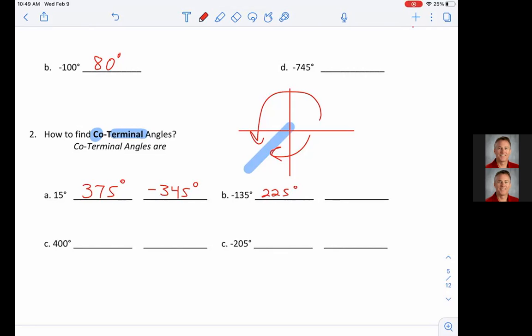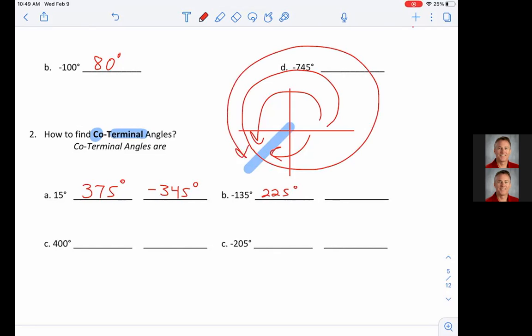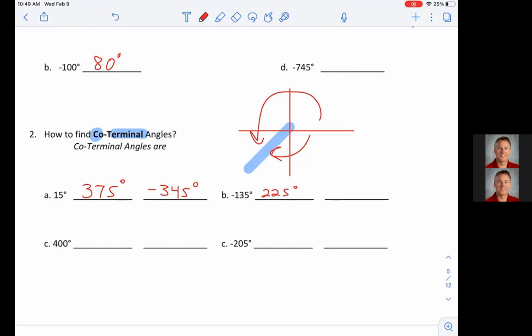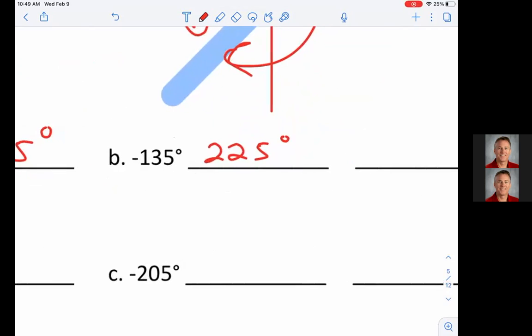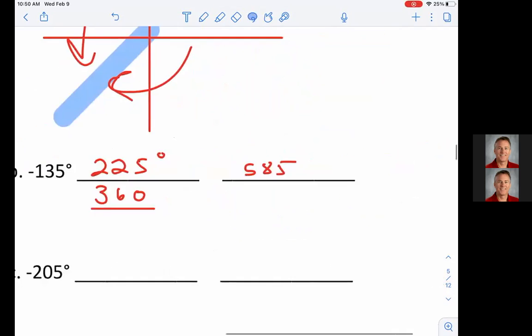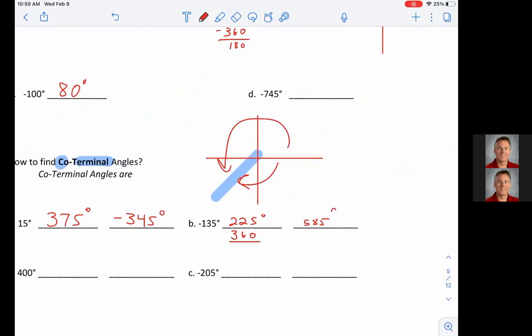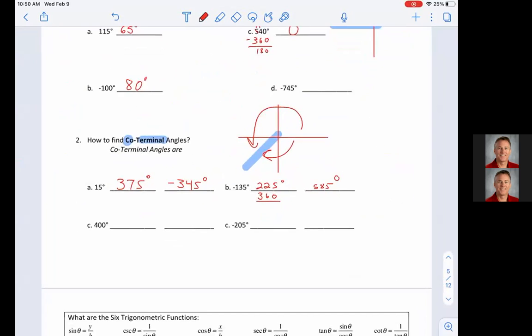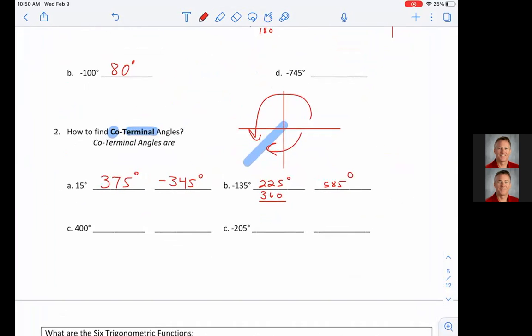Okay, I could go past 225 and add another 360 to that. That would be another coterminal. So if I did 225 plus 360, that's going to be 585 degrees. That would be another coterminal. Okay, so we're looking for any angle that terminates in the same spot.